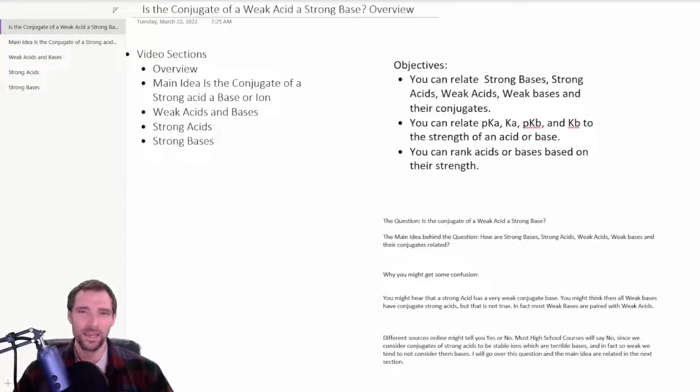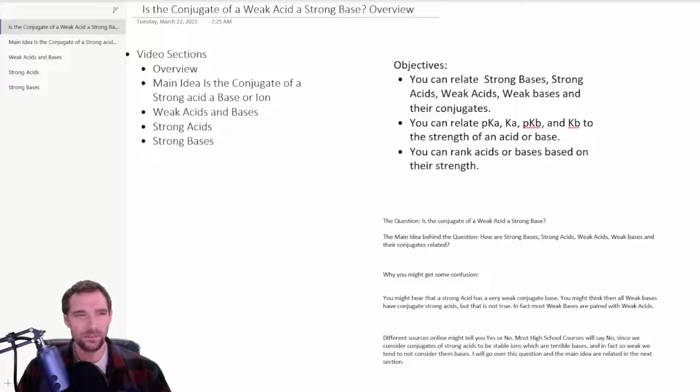Today we're going to talk about acids and bases and their conjugates. There's a really common misconception that I want to address in this video. Basically, a lot of people think if you've got a strong acid, it's going to conjugate to a weak base, and therefore a weak base will conjugate to a strong acid.